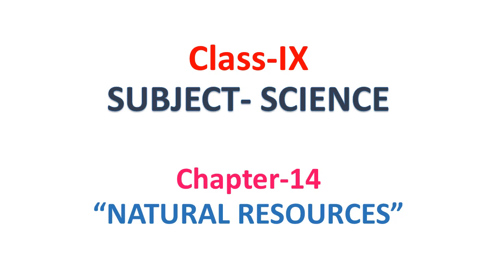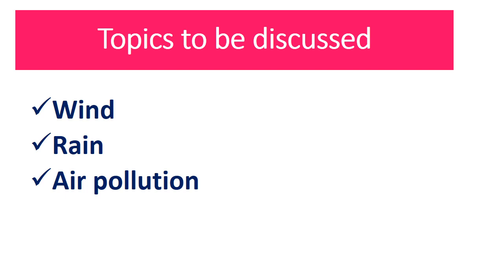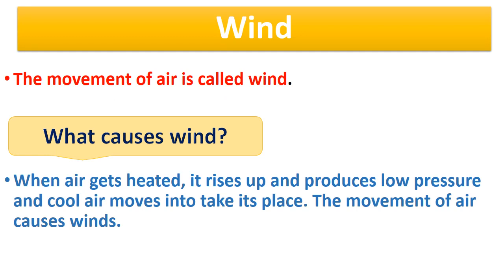So this video is for the students of class 9, subject science, chapter number 14, that is natural resources. Topics to be discussed in today's lecture are what is wind, rain and air pollution. Let's start with our first topic, wind. What is wind?